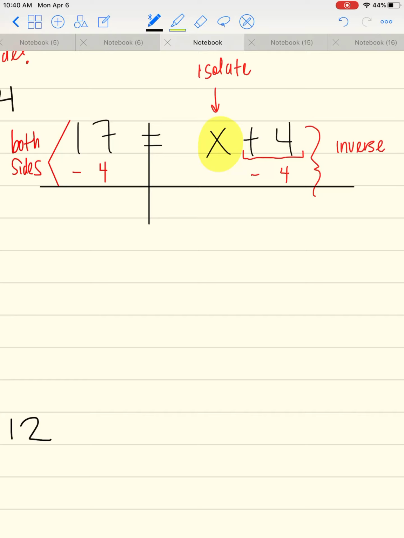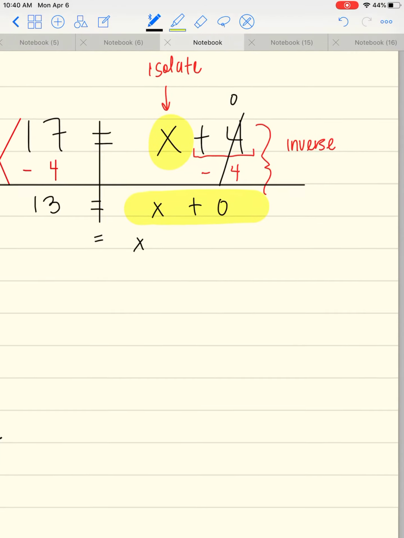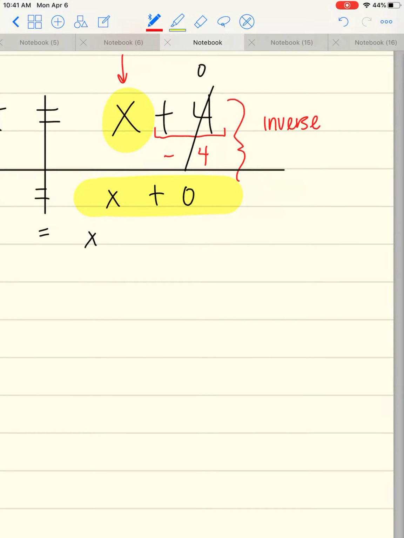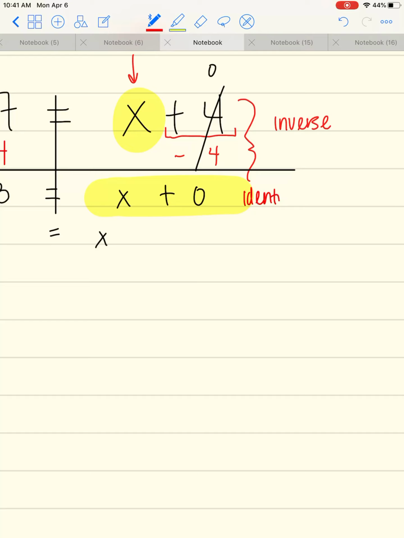Now, what am I left with on the left side? Well, 17 minus 4 is simply 17, 16, 15, 14, 13. So now we have 13 equals x. 4 minus 4, what is it? You guessed it, it's 0. X plus 0. This is what I'm left with now. Well, take a look at this. X plus 0 just gives you back x because of the identity property. So here we state that this is the identity property.